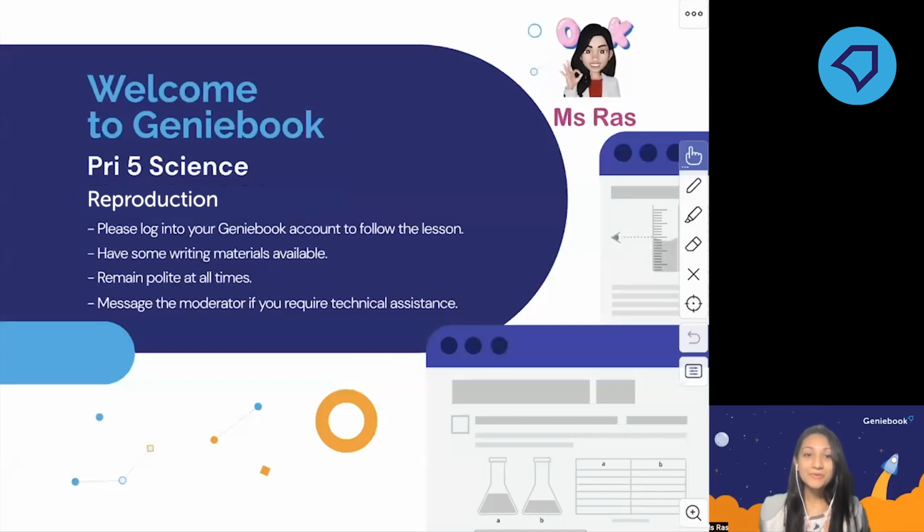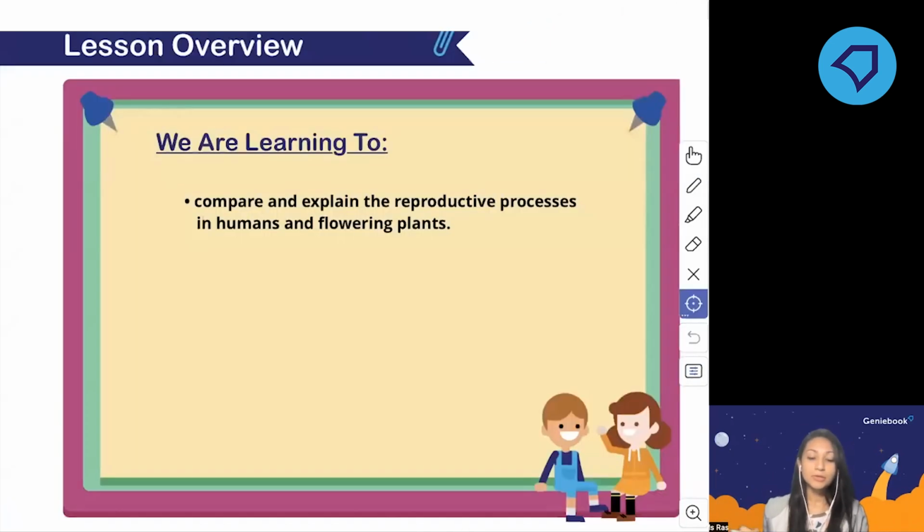Okay, so welcome back everybody to my P5 science class. That is what we're going to focus on today, and we will try to wrap up everything by today before we move on to the next topic. Basically, we are comparing and explaining the reproductive processes in humans and flowering plants.